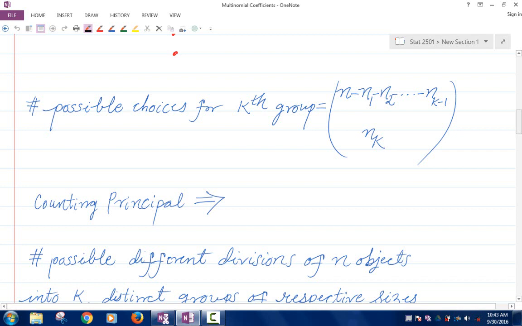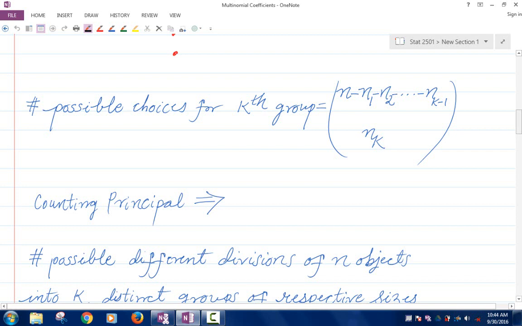That's nk, because remember, n1 plus n2 plus n3 plus dot dot dot plus nk is equal to n. That's the total number n. So this is exactly nk. So you actually have just one choice once you have picked the other ones. Which makes sense: once you have made all the other groups, whoever is left will be in the last group. So there is only one way of picking the last group.